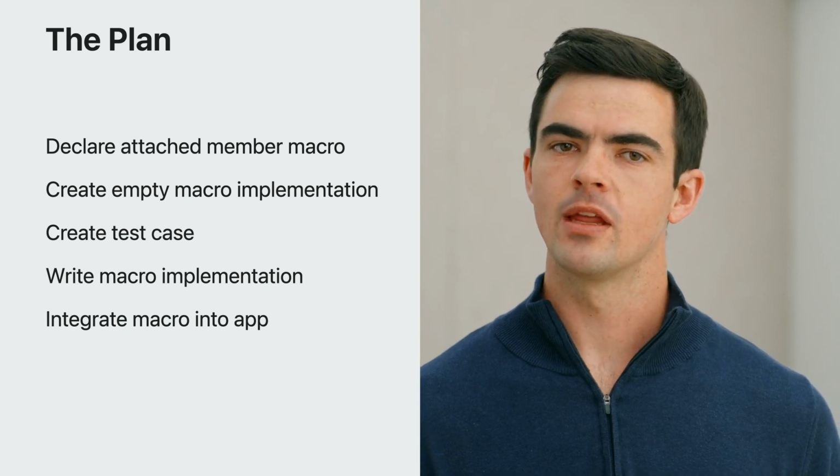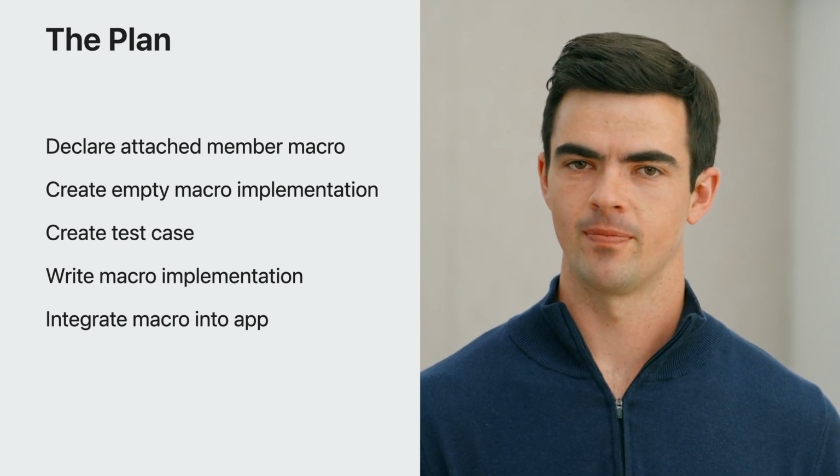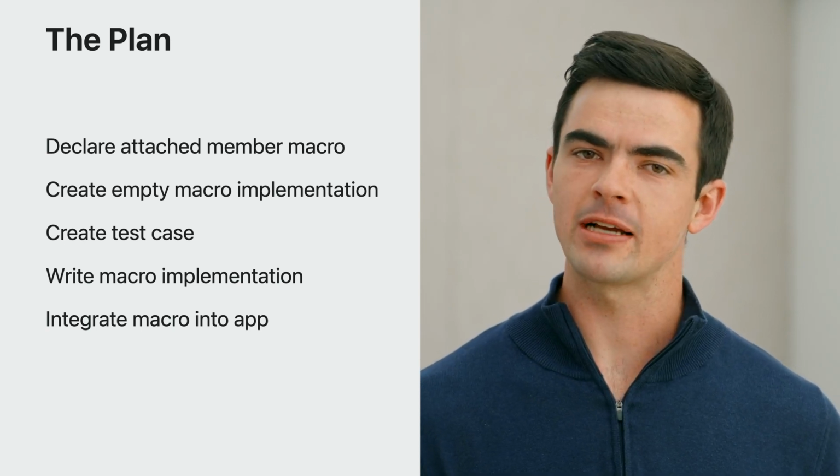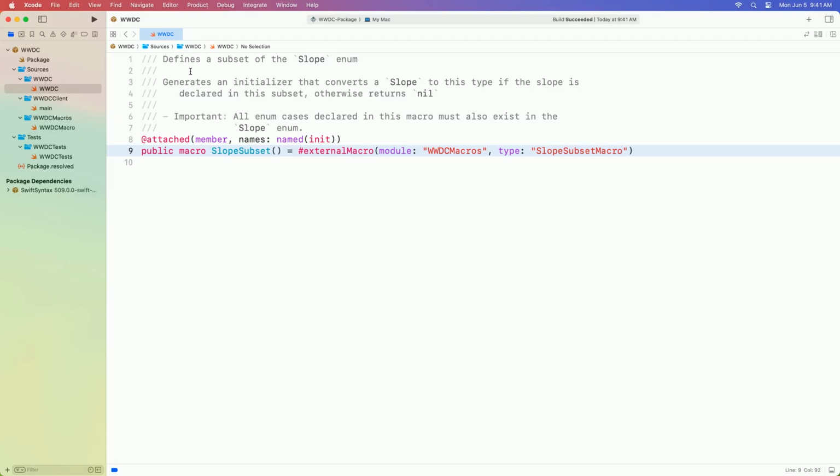To develop the macro, we work with a template that we created earlier. And since I don't really need the stringify macro in my app, I have already removed it. I start by declaring a new attached member macro using the @attachedMember attribute. I call it SlopeSubset because easy slope is a subset of slope. The macro also defines the names of the members it introduces. In this demo, I will just be showing you how to generate the initializer. Generating the computed property is very similar, because it's also just a switch statement that switches over all the cases.